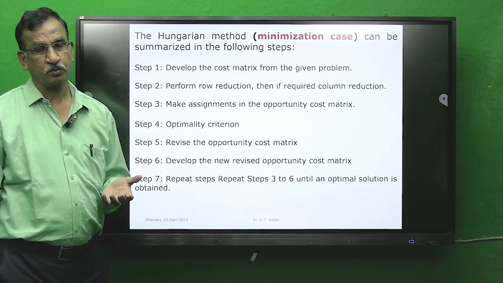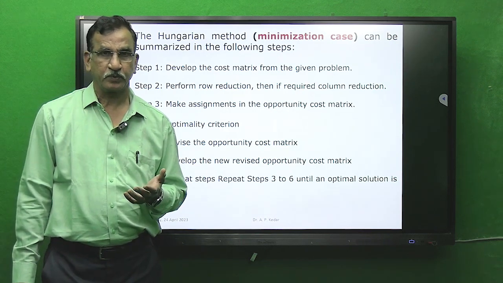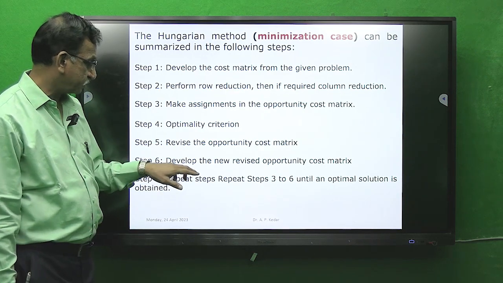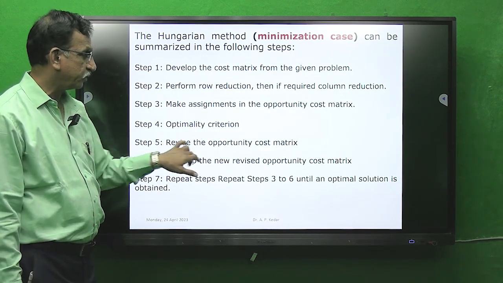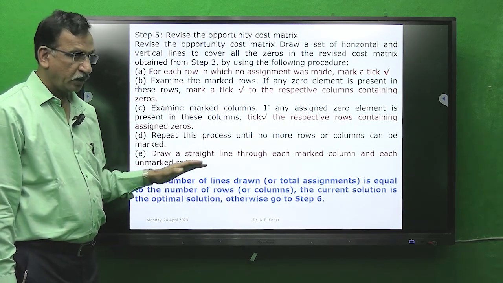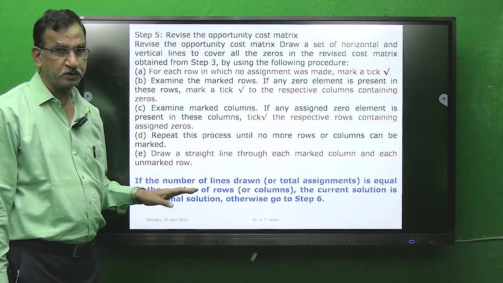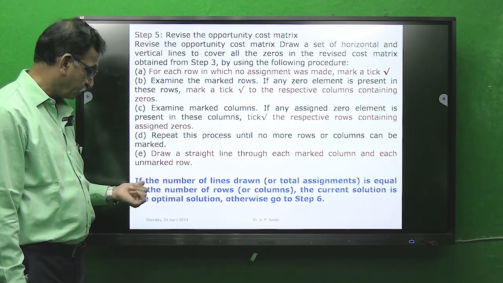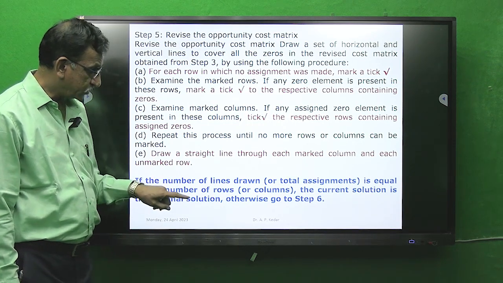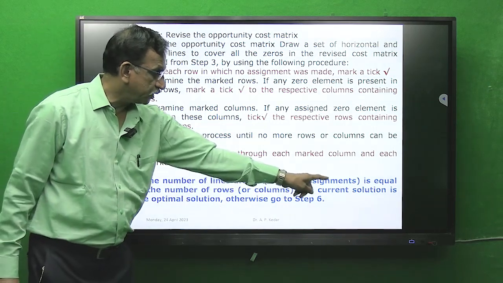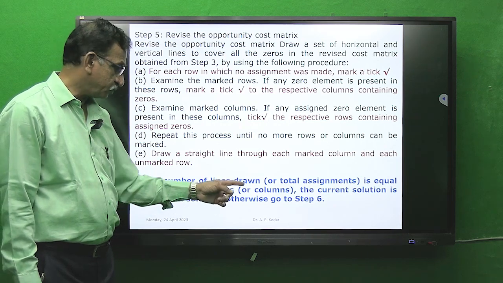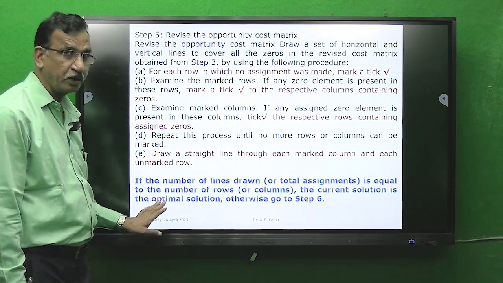If our solution is not optimal, then we have to move ahead for improvement of the solution. Here we will go through 7 steps. In those 7 steps, this 5th step is very crucial, wherein we have to follow all these sub steps. I will explain all these sub steps in a coming problem. Now you can see with blue color I have written some points. If the number of lines drawn or total assignments is equal to the number of rows, or we can say number of columns, then the current solution is optimal.